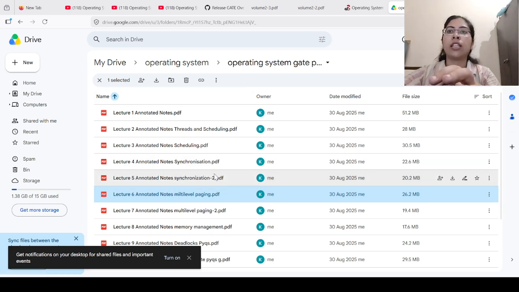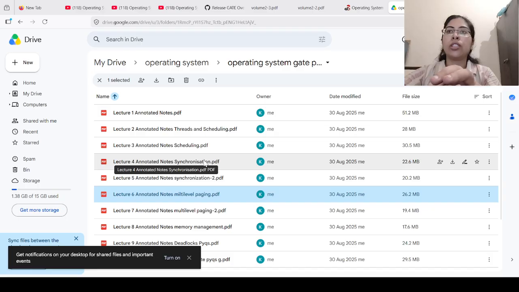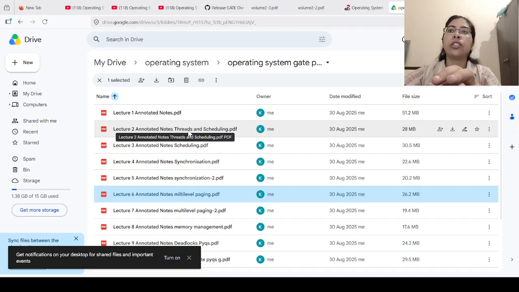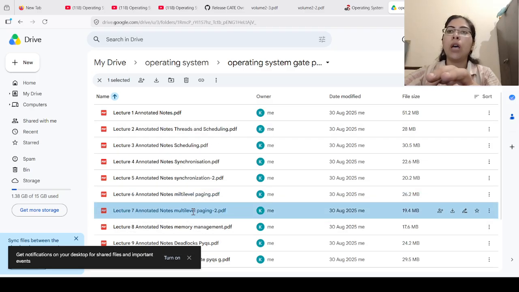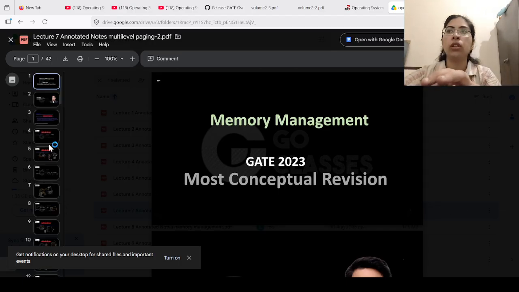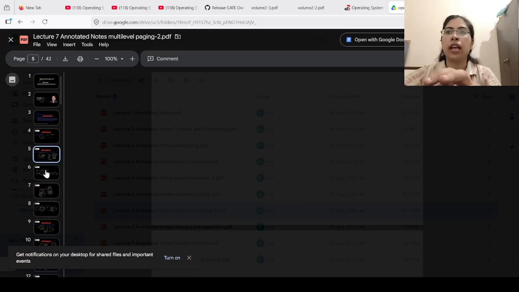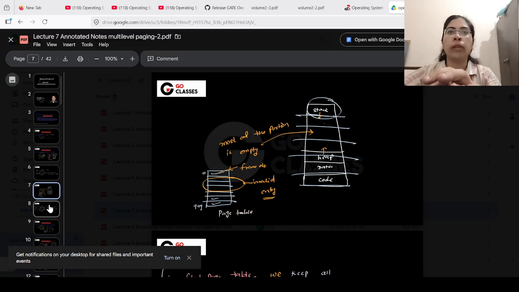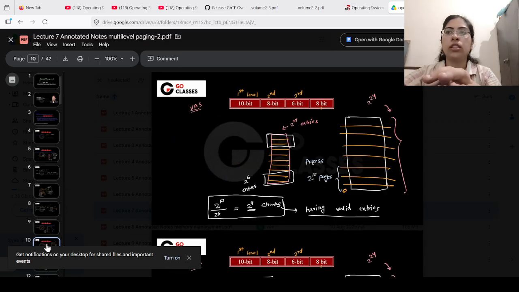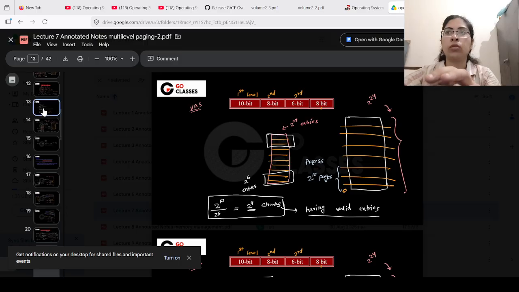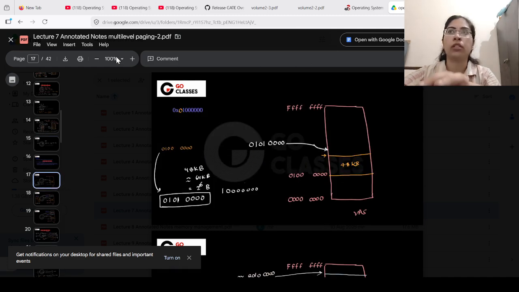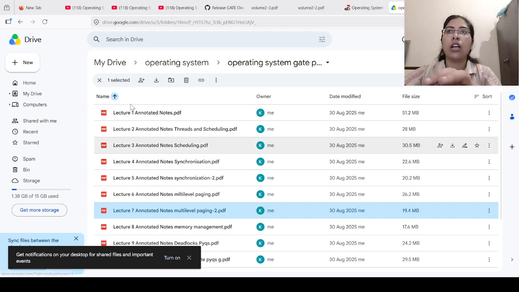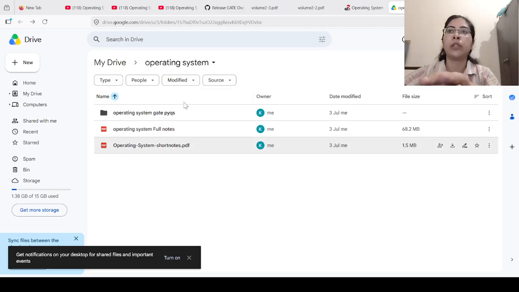Similarly, there are synchronization PDFs, scheduling, threads and scheduling, memory management PYQs, deadlock PYQs, and multi-level paging PYQs. These are the lecture slides which I used in my own preparation. These are the multi-level paging GATE PYQs that I solved in my own preparation. So this was the operating system GATE PYQs.